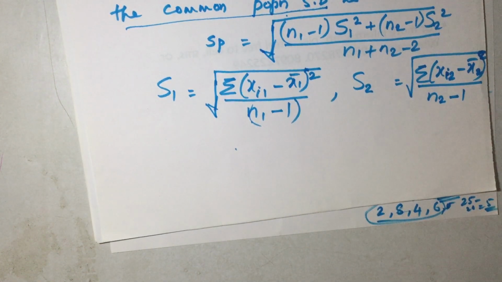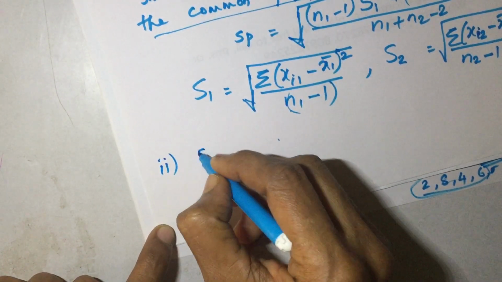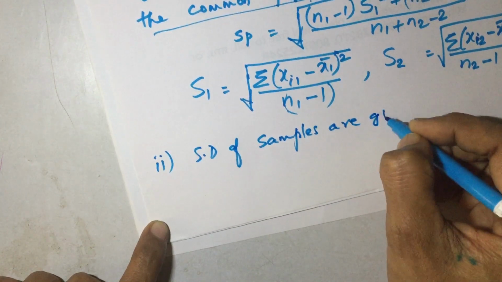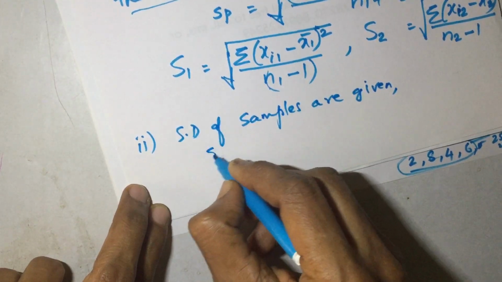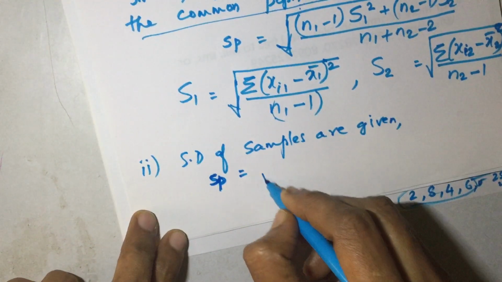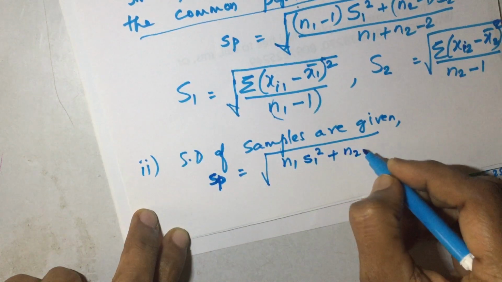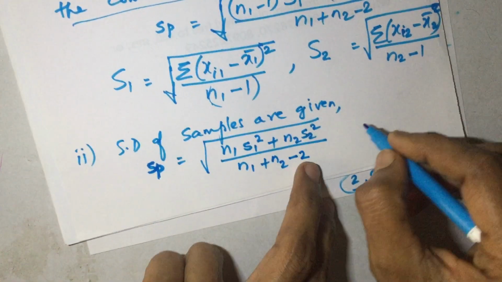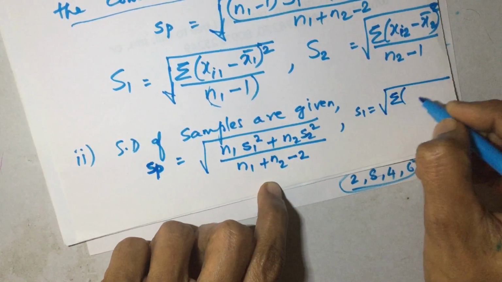And secondly, if directly standard deviation of the samples are given, then there we use this SP, this is small sp, that is equal to under root of n1 small s1 square, which is the standard deviation, plus n2 s2 square upon n1 plus n2 minus 2, where s1 is under root of simple standard deviation which you had already learned.